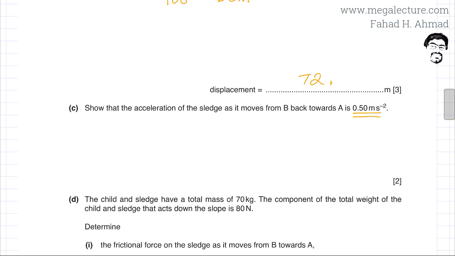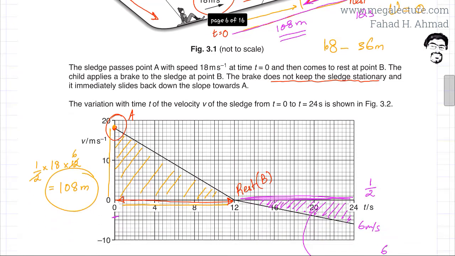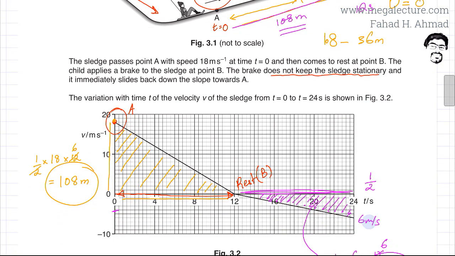So going back to my diagram and the two graphs. Moving backwards, we're starting at rest at B. The initial velocity u is going to be 0. The final velocity, if we look at the graph below here, at t equal to 24 seconds is 6 meters per second. So you're basically starting at this point over here, 0 meters per second, and you're moving now at 6 meters per second as you're going down the slope, and the time between these 2 points is 12 seconds. So in 12 seconds you're going from 0 to 6 meters per second.